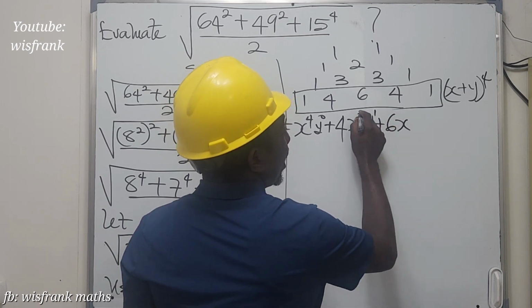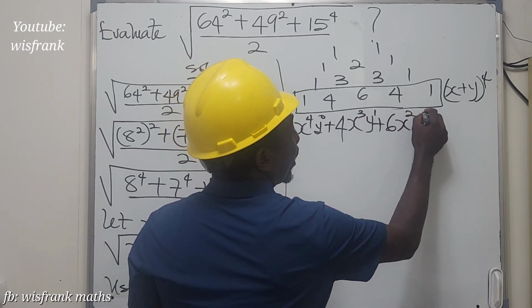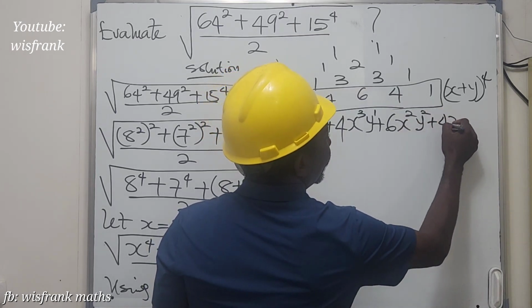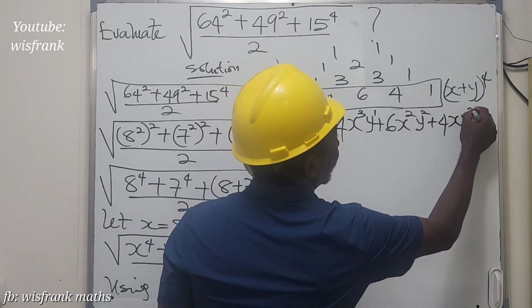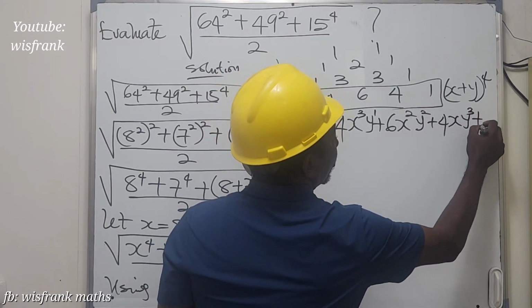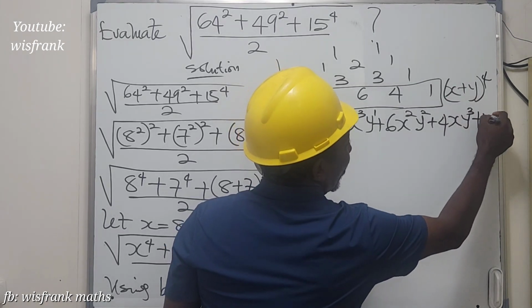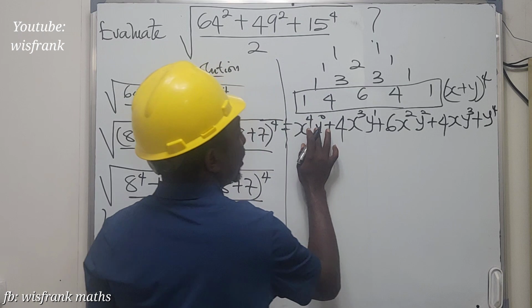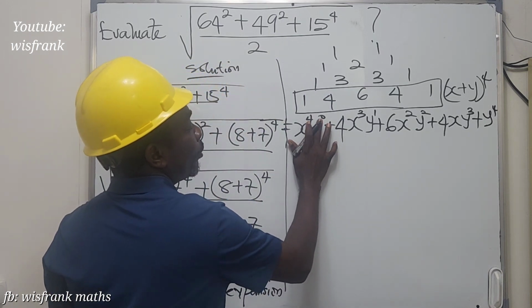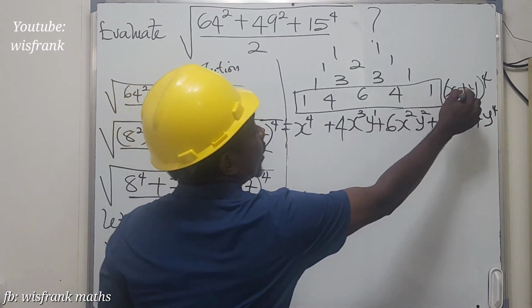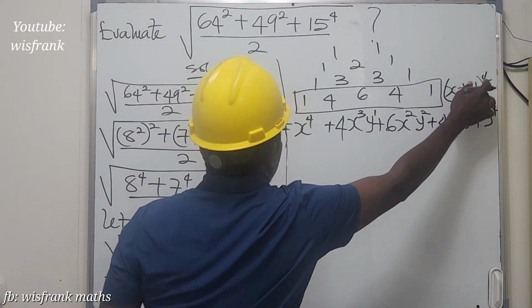X now will reduce to 2 and y will increase to 2. Then we take 4, x reduces to 1 and y increases to 3. Then we take 1, plus x to the power of 0, and y will increase to 4. In this case, y to the power of 0 is 1, we all know that. So this is the expansion for x plus y to the power of 4.